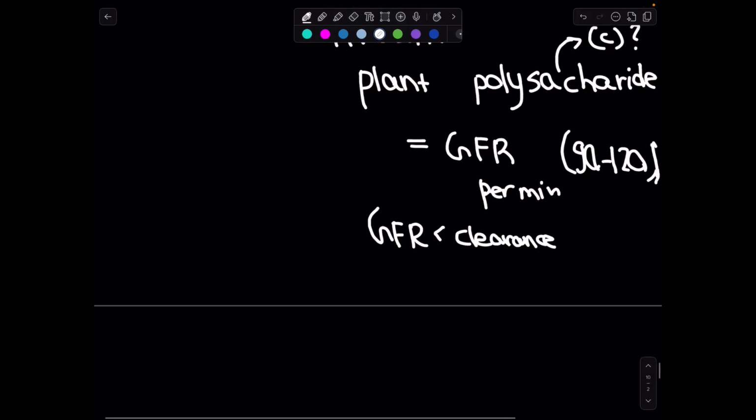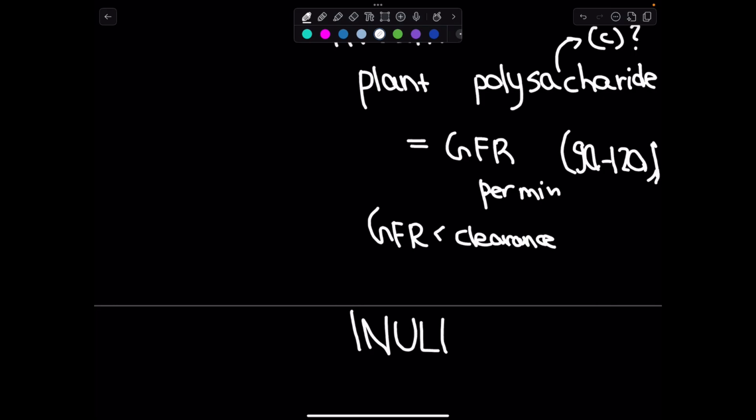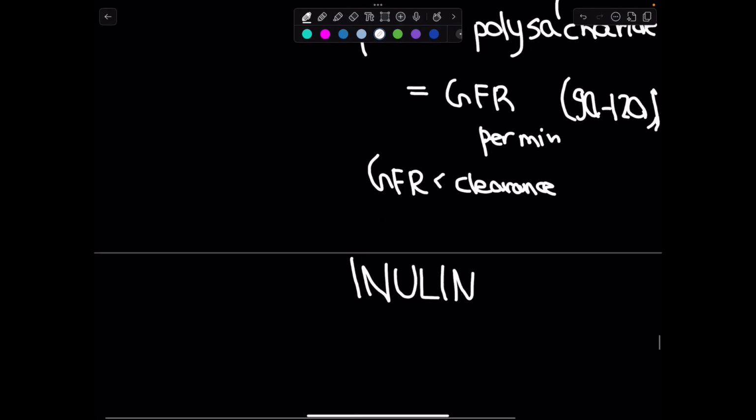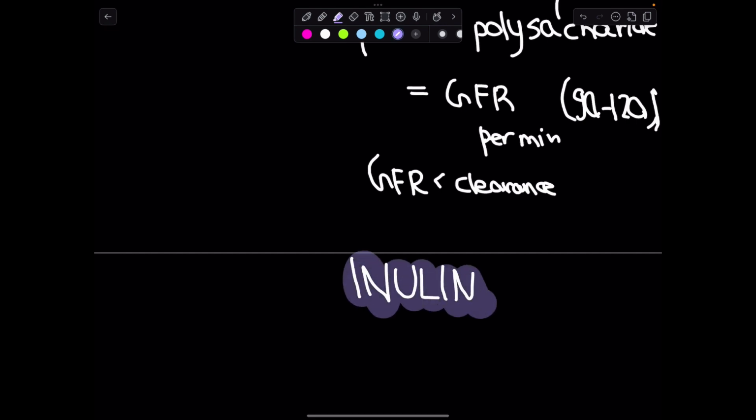Okay, let's talk about inulin again. Inulin is a plant-derived polysaccharide used as a gold standard marker to measure glomerular filtration rate. Why do we use it as a gold standard marker? Inulin is the gold standard marker for measuring glomerular filtration rate, GFR, because it is freely filtered by the glomeruli, neither reabsorbed nor secreted by the tubules.